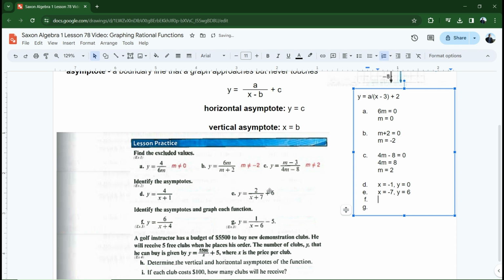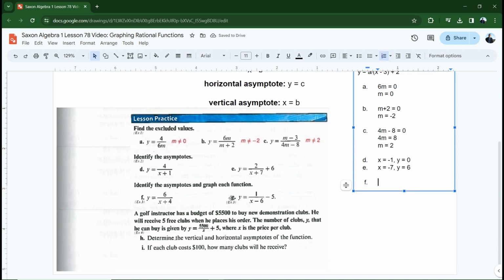What about letter F? For letter F, I need to identify the asymptotes and graph each function. I'll show you what the graphs of each function look like. To graph the function, by the way, what I would do is just plug in some values that aren't on the asymptote. So I plug in like x equals -2, -1, 0, and then 1 and 2, as long as those aren't asymptotes. Make sure you plug in values on either side of the asymptote.